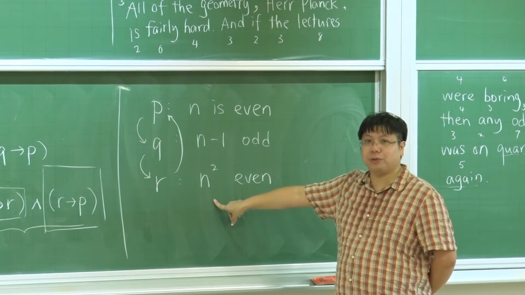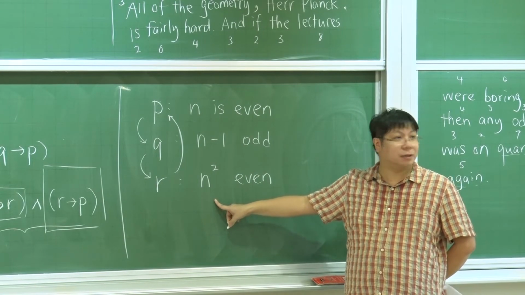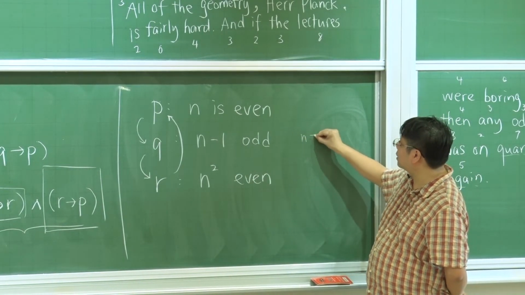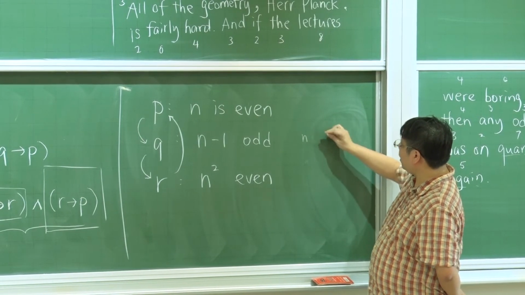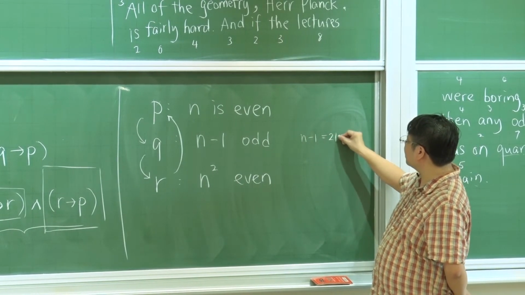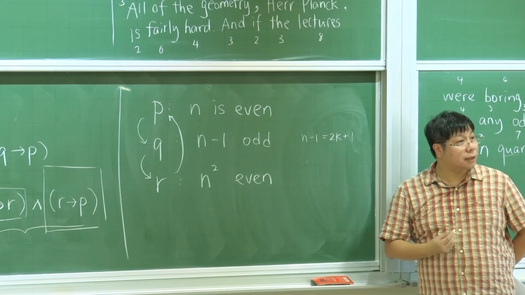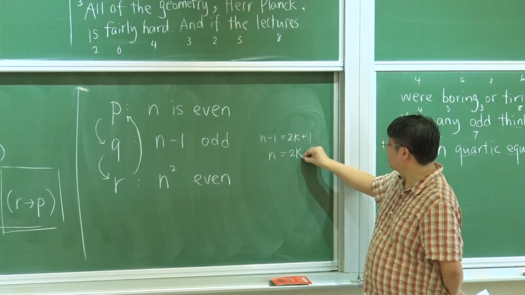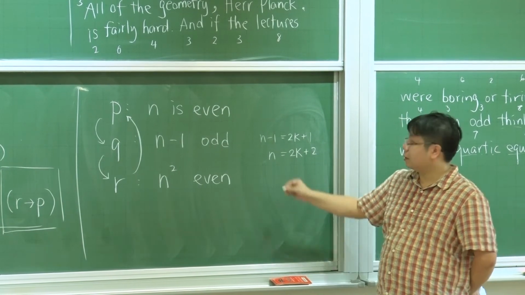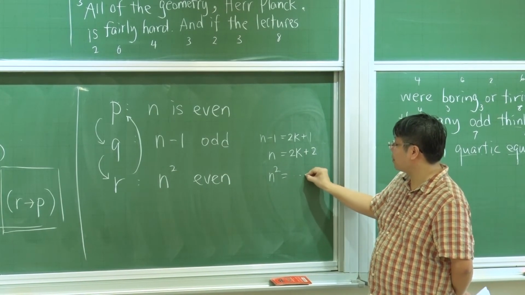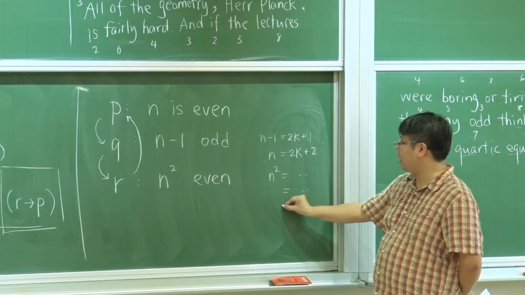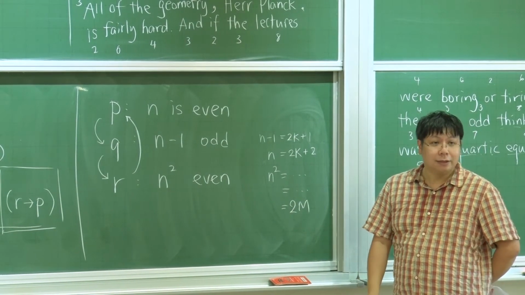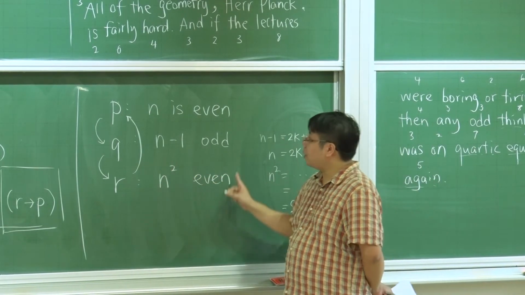And then for N squared, you do this by direct proof. Understand my point? So if N minus 1 is equal to 2K plus 1 for some integer K, then N is equal to 2K plus 2. In that case, N squared is equal to some expression, and then it is equal to 2 times some number M. So N squared will be even.